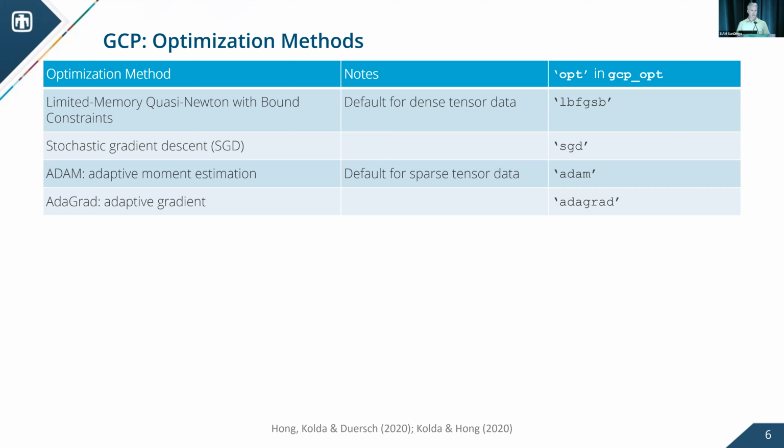A vanilla version, a version based on momentum called ADAM, and then an adaptive gradient method called ADAGRAD. And the default for dense data is this limited memory LBFGS quasi-Newton method, but for the sparse tensor data, the default is ADAM. So if you don't specify the optimizer, these defaults will come into play.